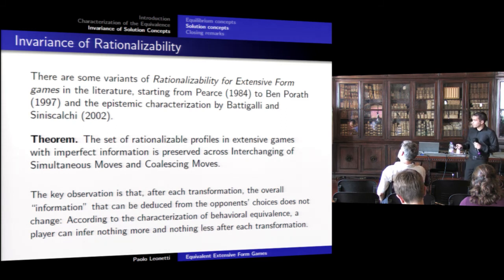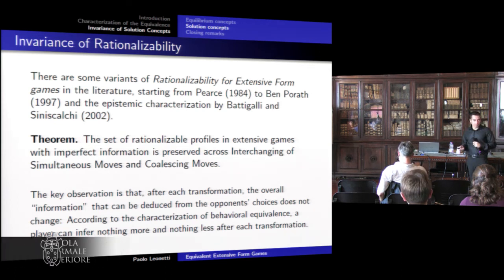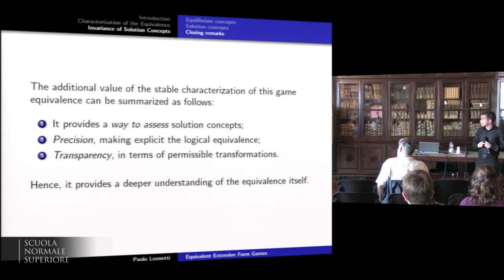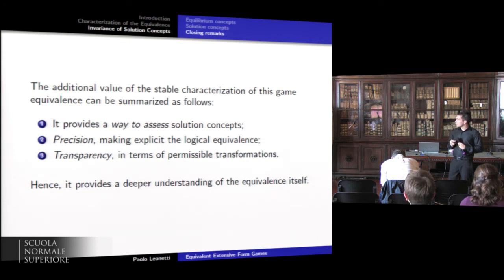The fact is that this transformation preserves the overall information after each step. So if we compute the set of rationalizable profiles, it's invariant here and here. Other than providing a way to assess solution concepts and equilibrium concepts, this equivalence allows for transparency and a deeper understanding of what we mean by this equivalence. And that's all.